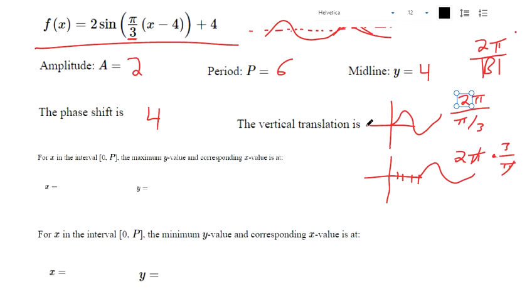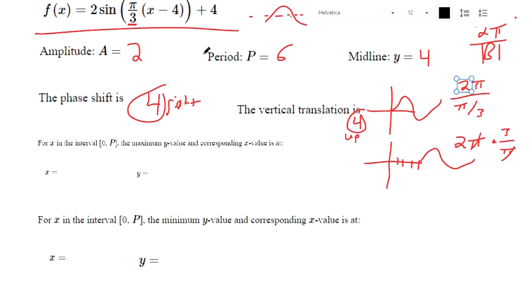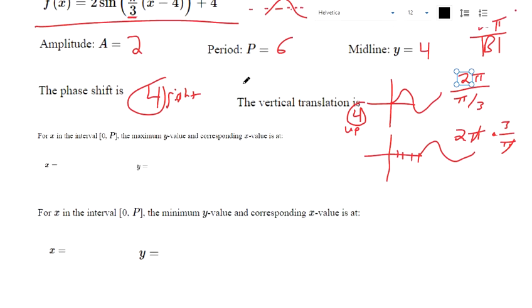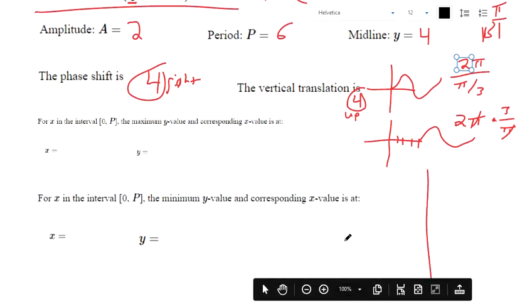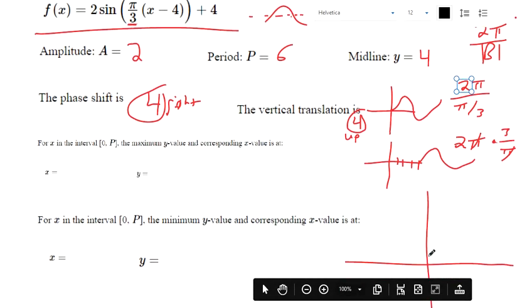The vertical translation is 4 units up. So 4 units up, and this is 4 units right, because the plus 4 makes us go 4 units up. That's enough information to give us a sketch of the graph. Usually sine starts at the origin, but we had a phase shift of 4 units to the right, and we had a vertical translation of 4 units up.